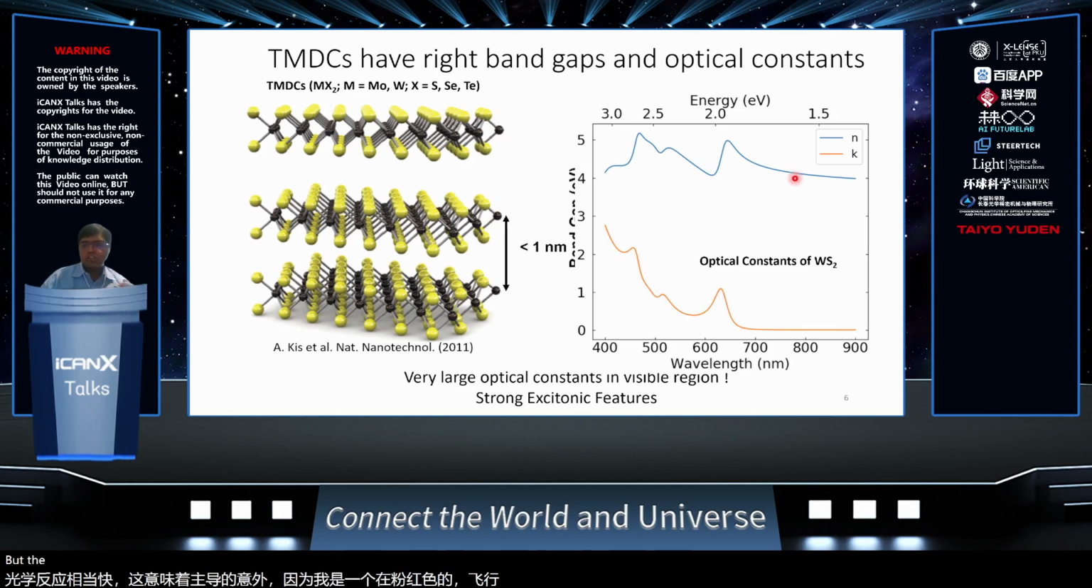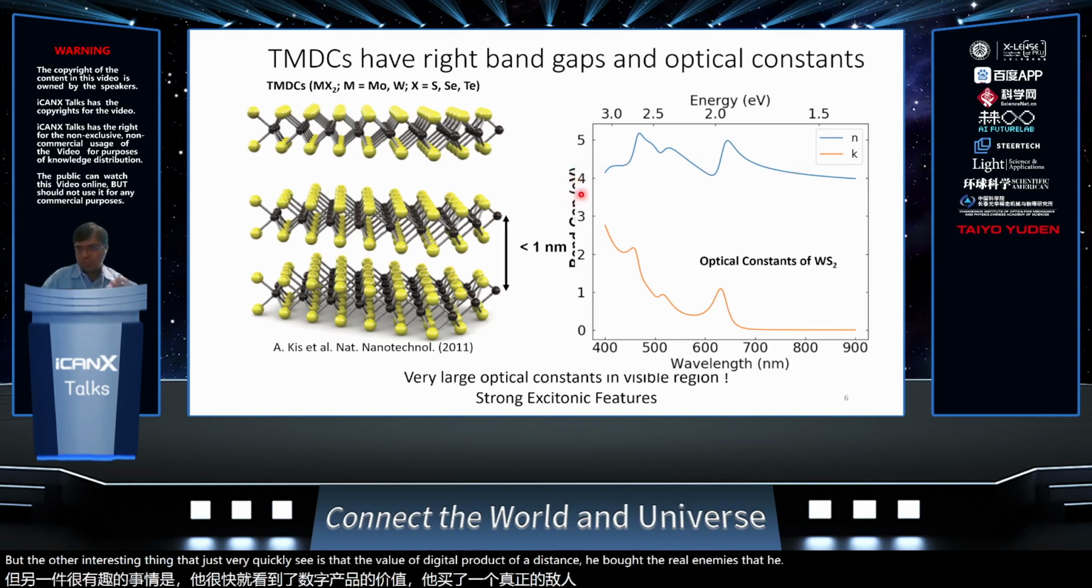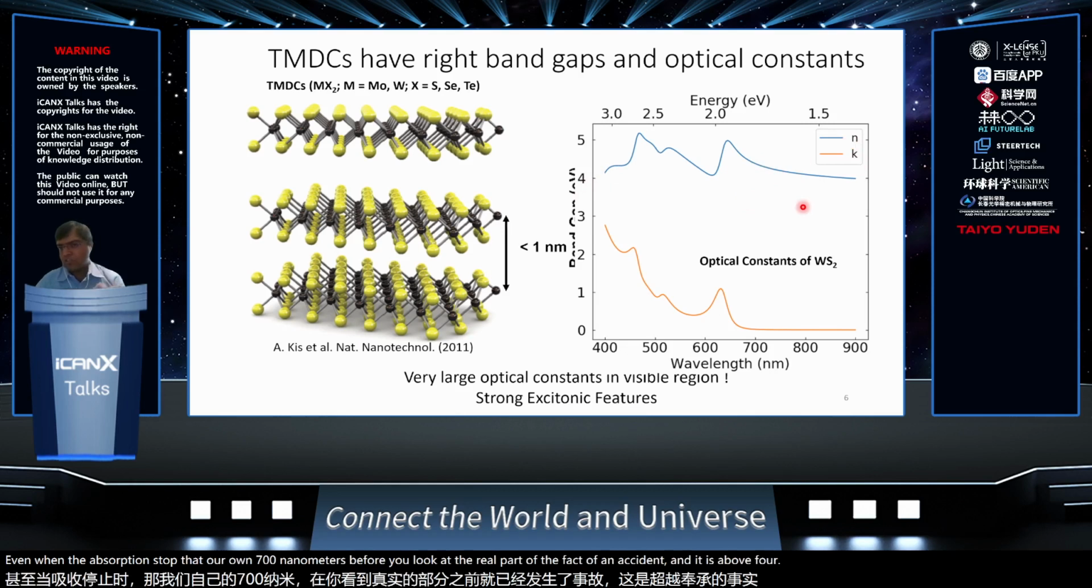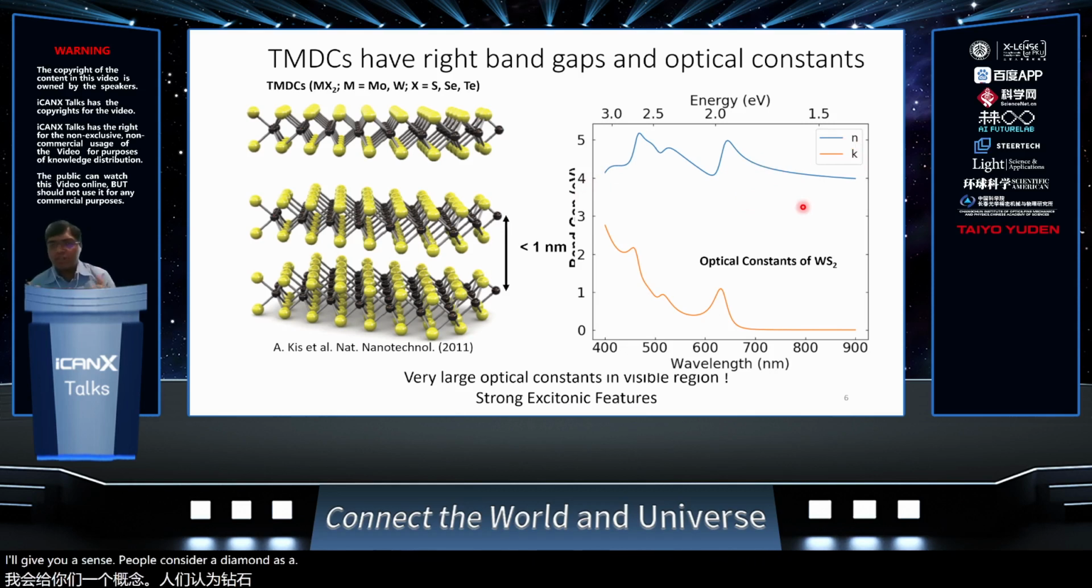But the other interesting thing that you very quickly see is that the value of these refractive indices, both real and imaginary part, is actually very, very high. Even when the absorption stops at around 700 nanometers or so, the real part of refractive index, which is N, is above 4. To give you a sense, people consider diamond a high refractive index material, and diamond has an index of 2.2. We are talking about almost twice the refractive index value of diamond, which means that these materials are excellent for trapping light within them.